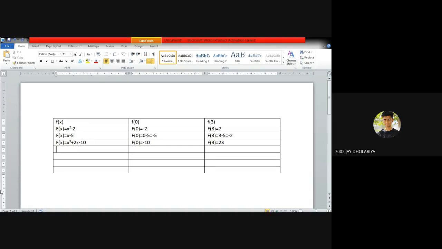Jay, give the next example. f of x equals 1. Then what will be the function value f of 0? 1. And what will be the function value f of 3? That also is 1, because this function is not dependent on x. So it's fine. Very good.